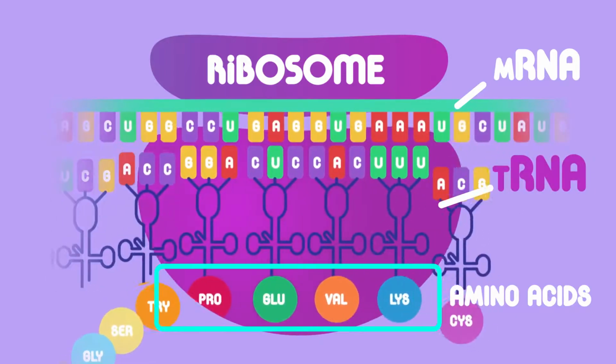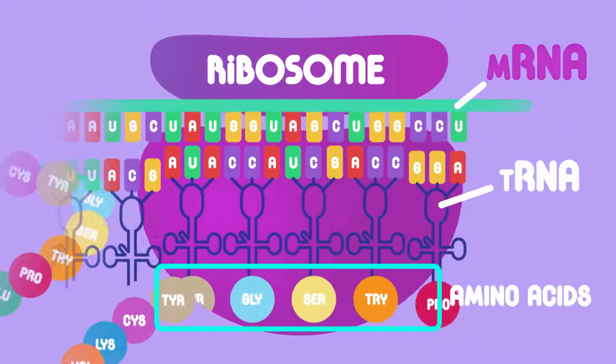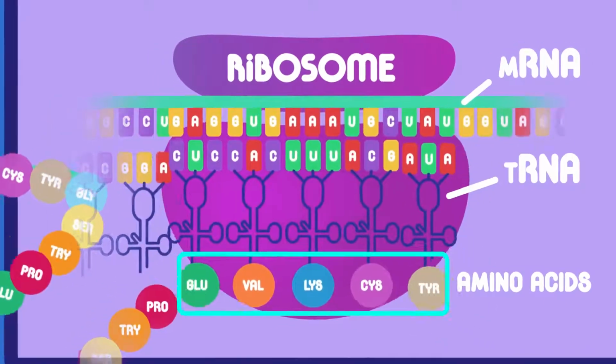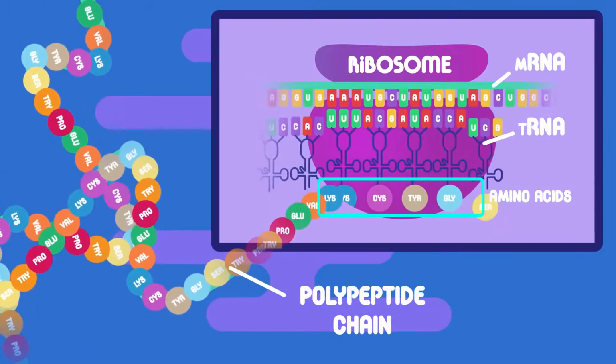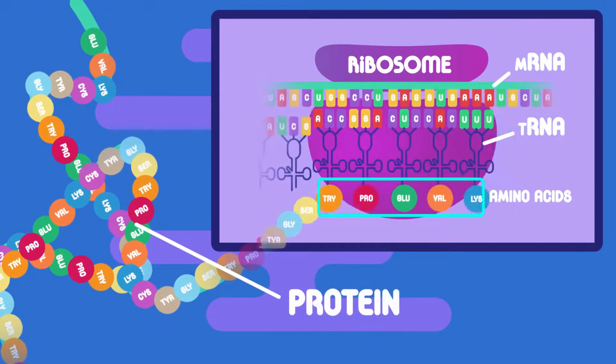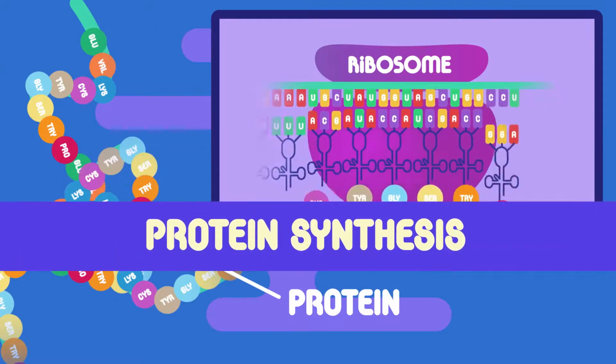As more and more tRNAs match up with the mRNA, the amino acid chain becomes longer and longer, and eventually the polypeptide chain will form into the protein. So there we have protein synthesis.